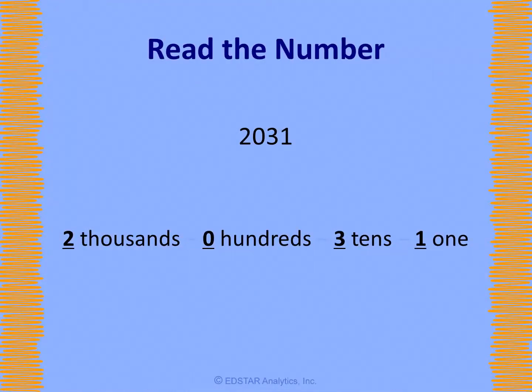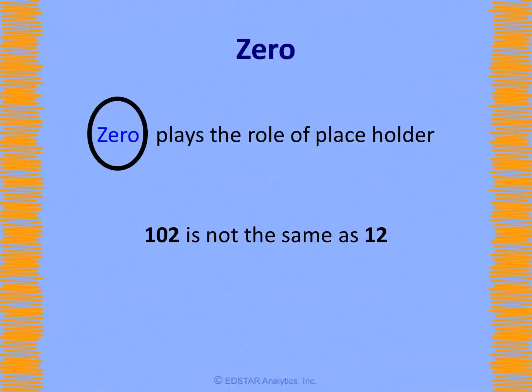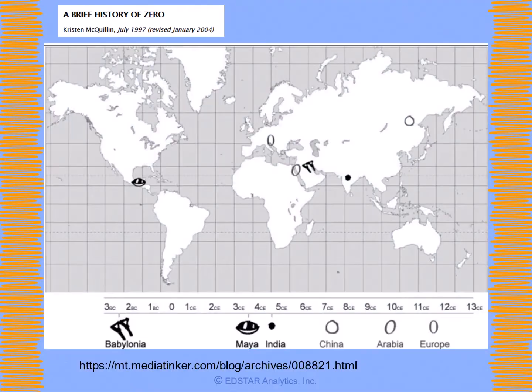You can have a student read numbers saying all the place values, like 2000s, 0 hundreds, 3 10s, and 1 1. You can talk about the role of 0 as a placeholder. And that's a good lead-in, depending on the student, to maybe talk about the historical origin of the number 0. It's really easy to find information on the history of 0 on the internet.